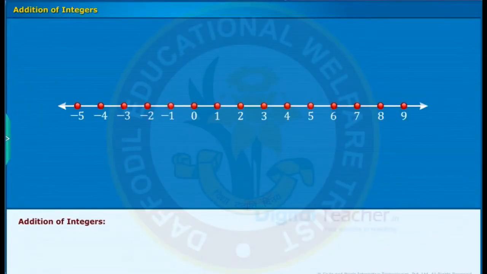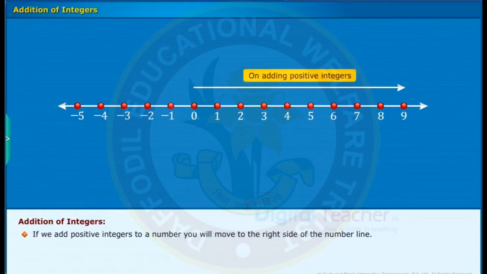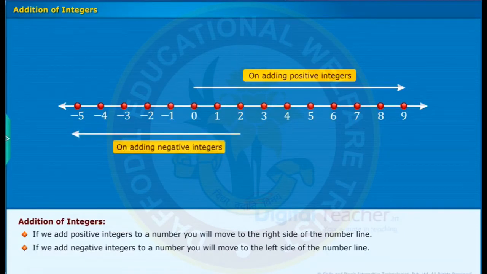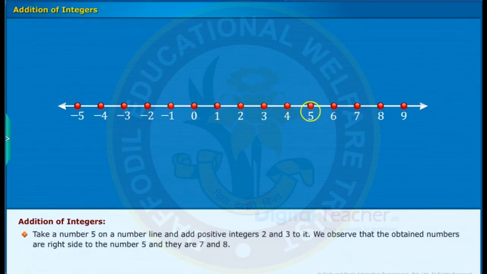Let us review the addition of integers on a number line. If we add positive integers to a number, you will move to the right side of the number line. If we add negative integers to a number, you will move to the left side of the number line. Take a number 5 on a number line and add positive integers 2 and 3 to it. We observe that the obtained numbers are right side to the number 5 and they are 7 and 8.